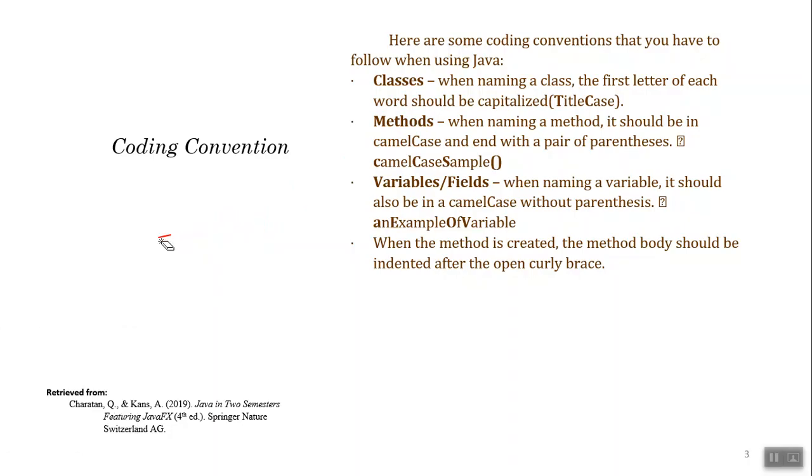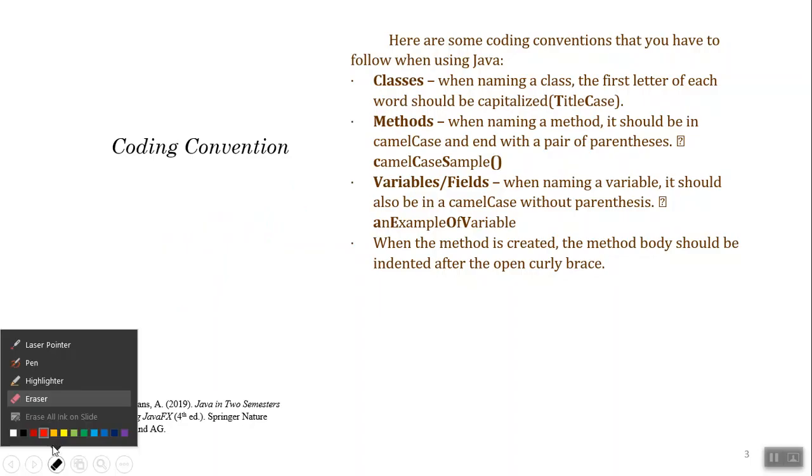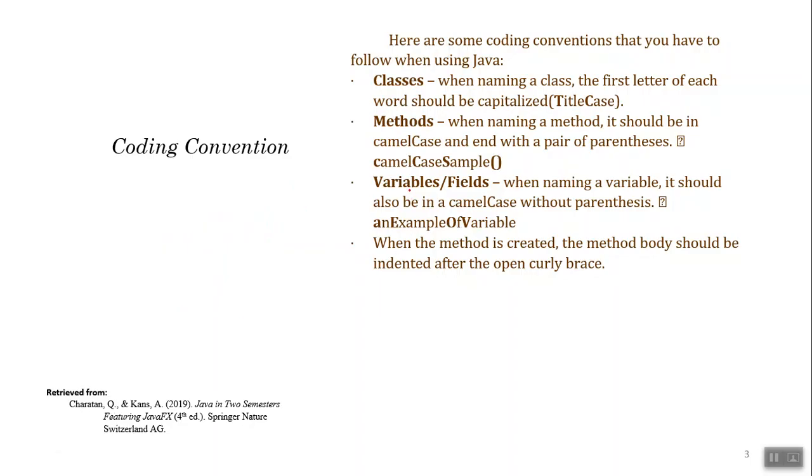Okay, so here we have the variables or fields. So these are the attributes. If we're talking about the UML, so these are the attributes. So when naming a variable, it should also be in a camel case without parentheses. Okay, so it's like method, but it doesn't have an open and close parentheses. So when we say variables class, those are the containers of a data.